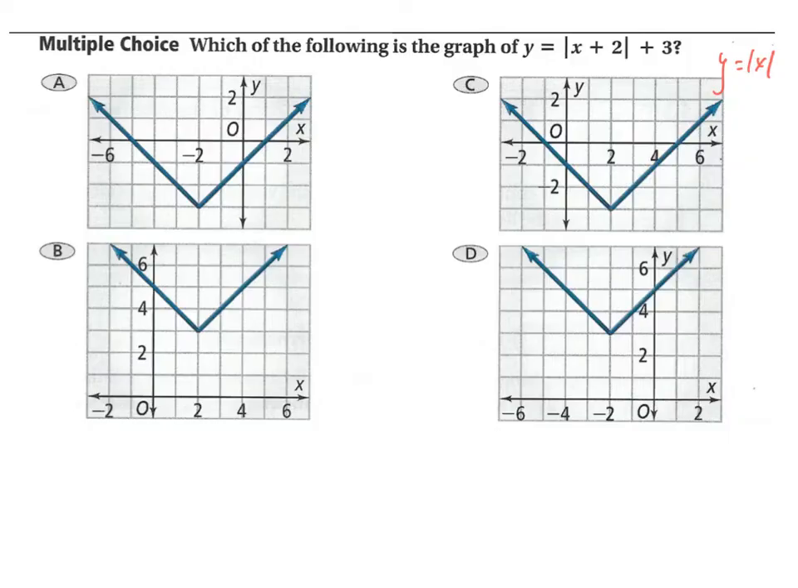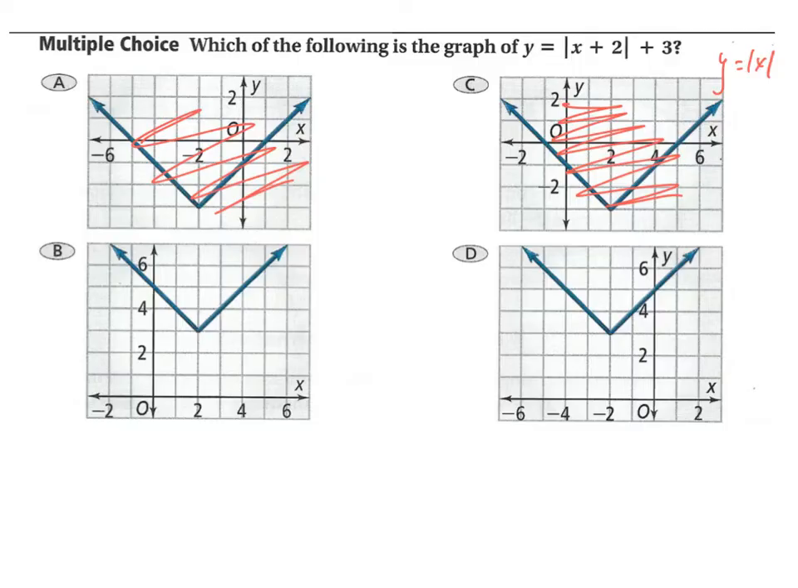If you remember from yesterday, when I have a plus 3 on the outside, that is a vertical transformation. So plus 3 would be going up 3. Well, in multiple choice world, I can get rid of this one and this one because they actually went down 3. So that's a test taking skill for multiple choice tests: get rid of some answers that you know for sure are wrong.